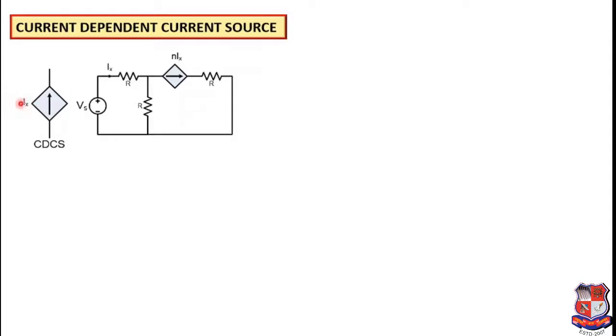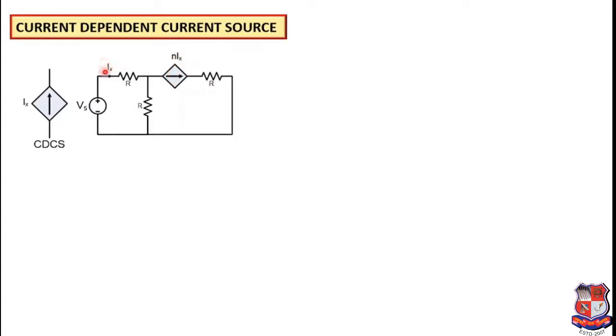outwards you can write N times Ix. It means that it is dependent on some other current, and the source is also shown by an arrow. It means it is a current source. I have shown here a circuit where you can see a supply, and there is a series resistance in which some Ix current is flowing, and then there is some resistance, and over here in the resistance I have connected a current dependent current source where I have written N times Ix.